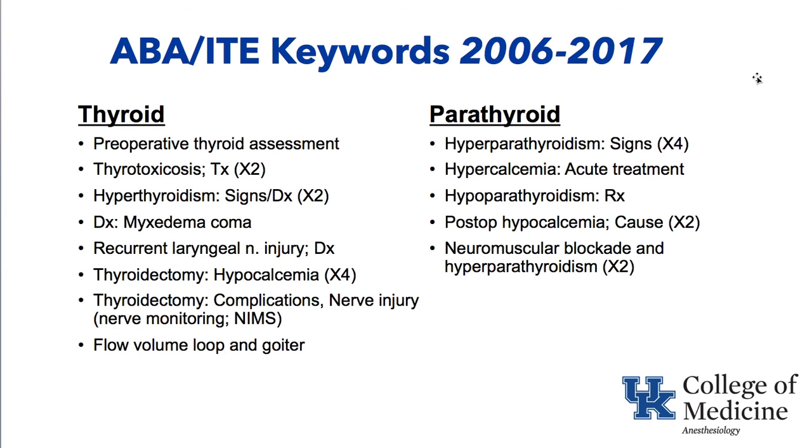Again, coming back to the key words from the last 10 or more years on the American Board of Anesthesia on this topic, you can see that preoperative thyroid assessment, looking at the airway, looking at TSH levels, thyrotoxicosis, the patient who is hyperthermic and tachycardic with increased contractility and reduced diastolic blood pressure, myxedema coma, the hypothyroid patient who is bradycardic and hypothermic, cold, and reduced cardiac contractility, and some of the complications of thyroid surgery, such as damaging the recurrent laryngeal nerve.